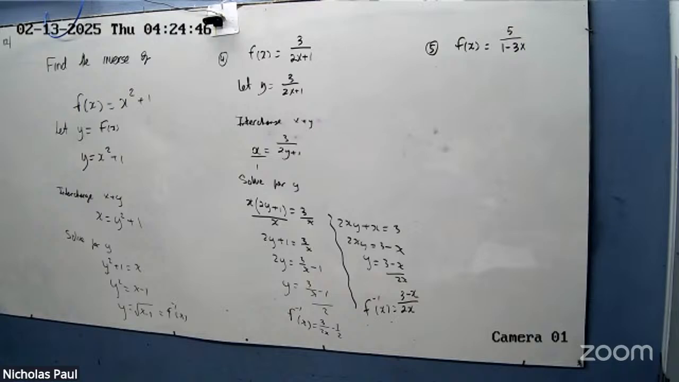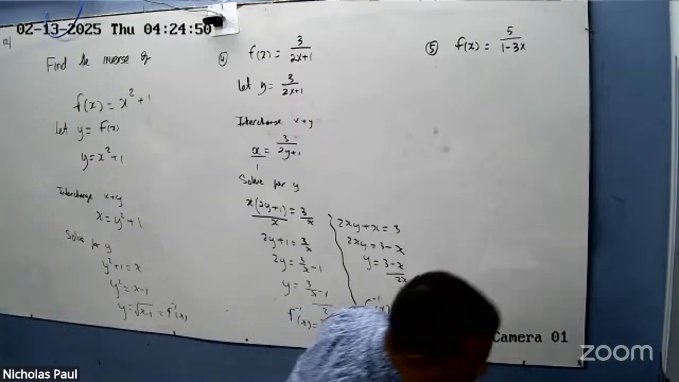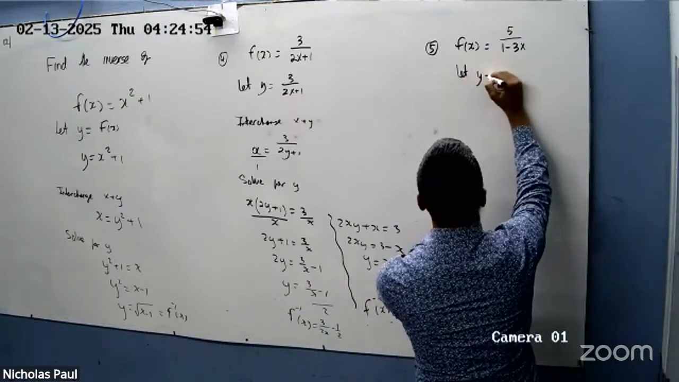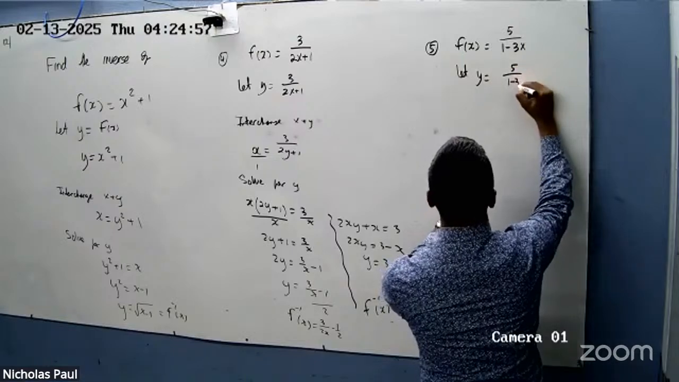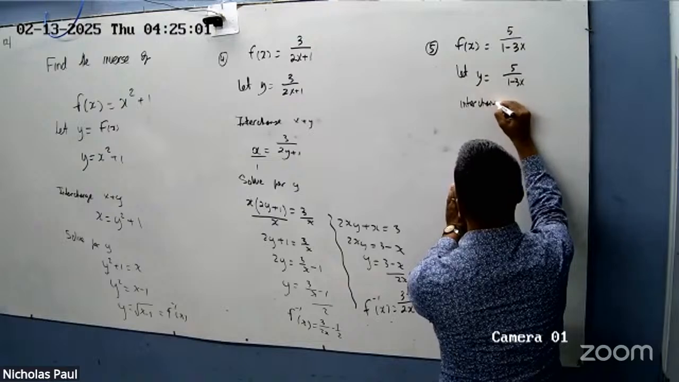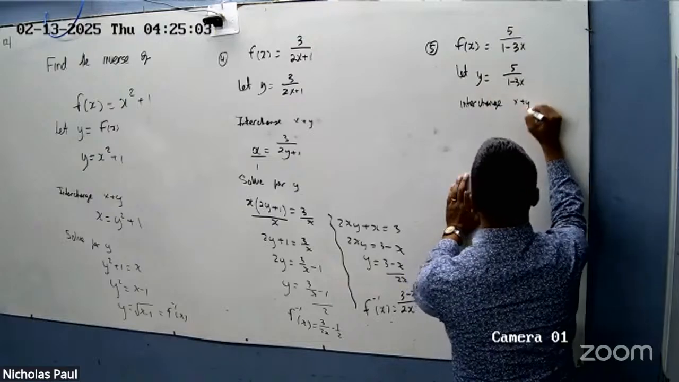Right, let's check out the signs. Go ahead and do it here. So let y equal to 5 over 1 minus 3x. And then we are going to interchange x and y.